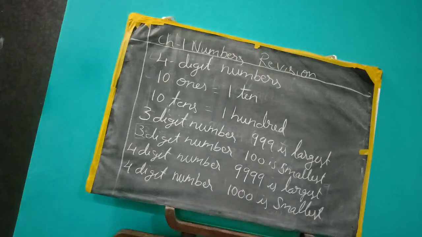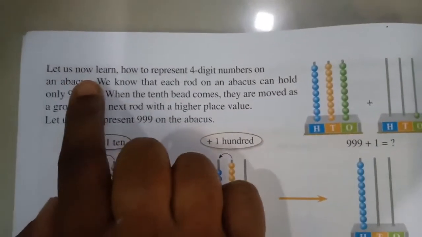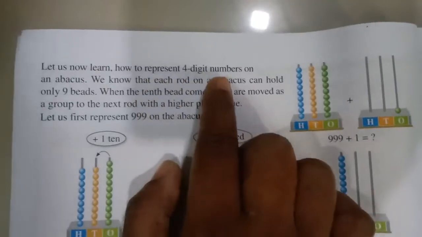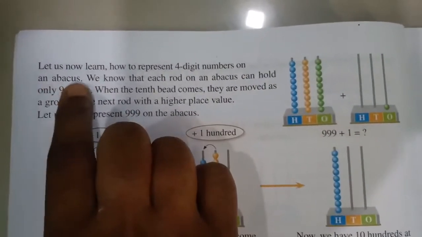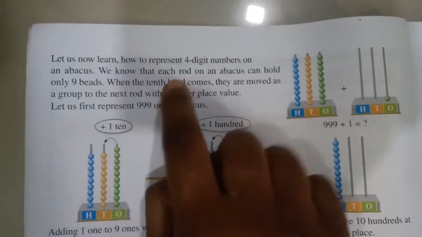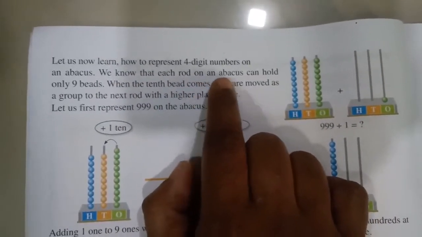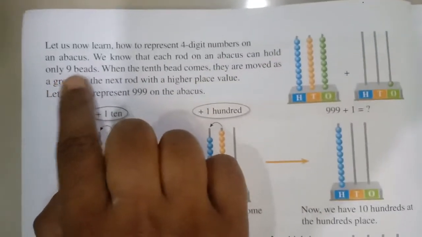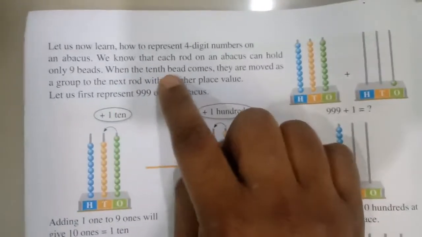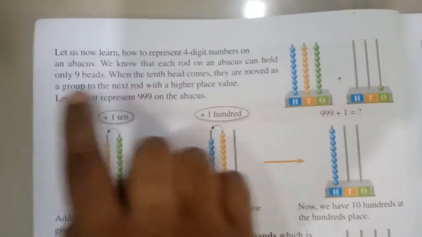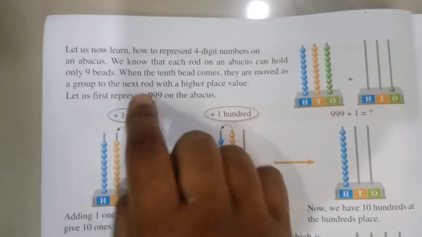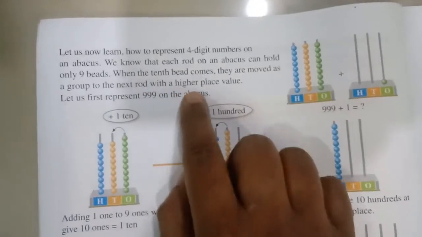See, 10 ones make 10, and 10 tens make 100, as you know. Let us now learn how to represent 4 digit numbers on the abacus. We know that each rod on an abacus can hold only 9 beads. When the 10th bead comes, they are moved as a group to the next rod, with a higher place value.